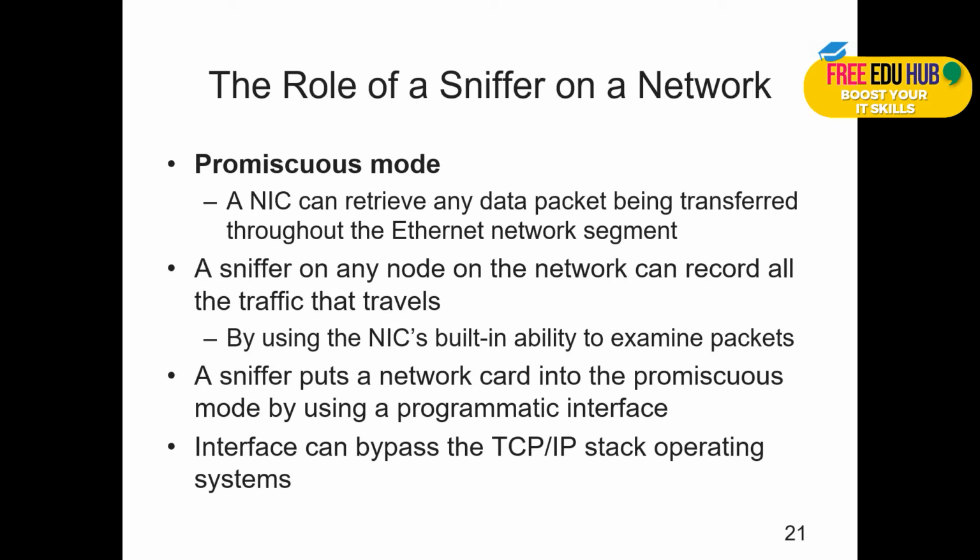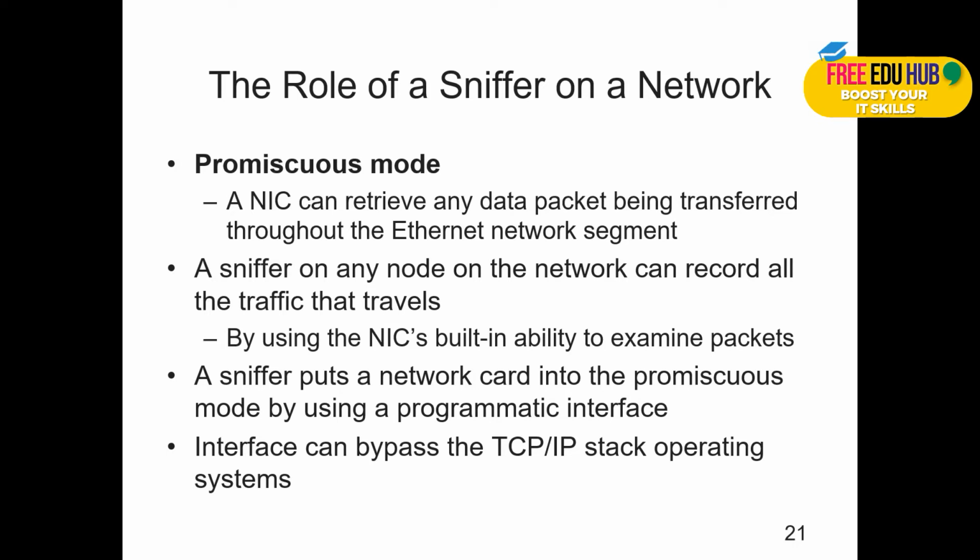In promiscuous mode, what happens is that you will programmatically change it in a way so that it would capture all packets whatever are sent on the network, regardless if they are sent to the user or not. A NIC can retrieve any data packet being transferred throughout the Ethernet packet segment. Whatever packets are flowing on the network, it would capture them. A sniffer on any node on the network can record all the traffic that travels. So it is capturing or listening to all the traffic.